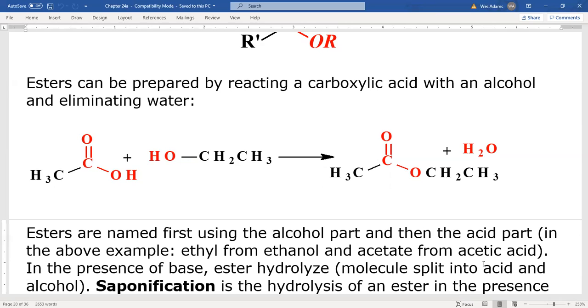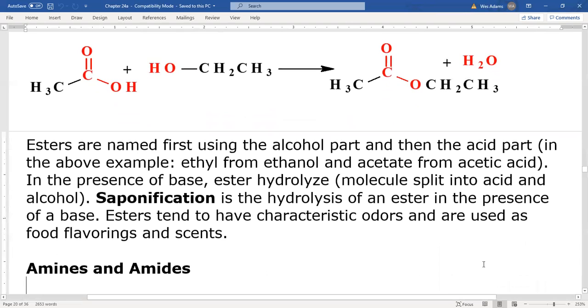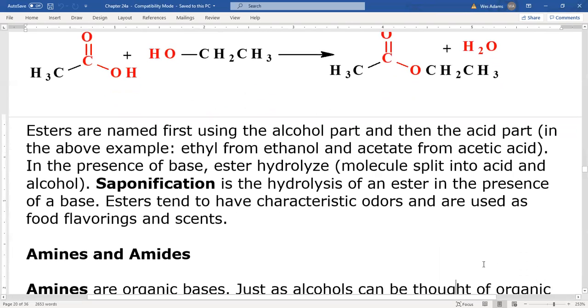Again, we're not going to focus on that for the test, but that's kind of how it works. In the presence of a base, you can saponify the ester, that is, break it apart into the alcohol and the acid. A lot of those are used in food flavorings and scents as well.